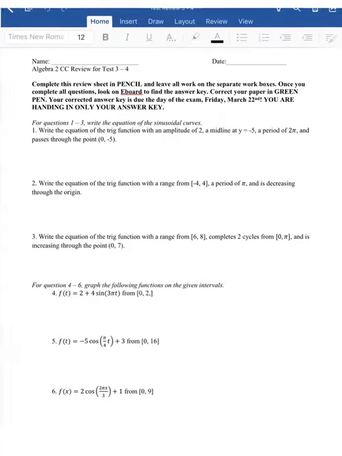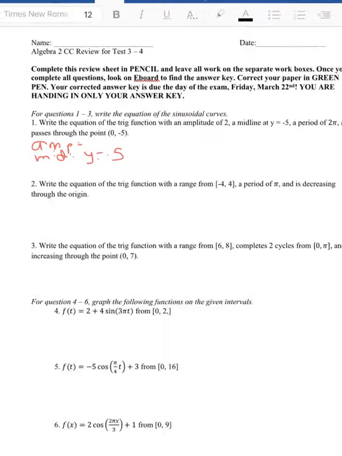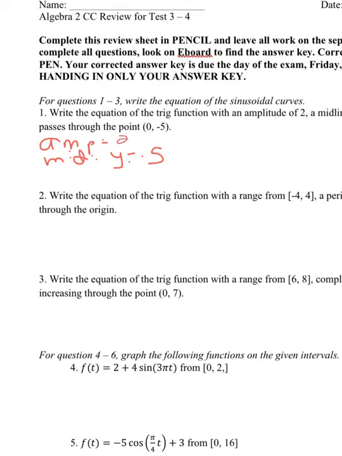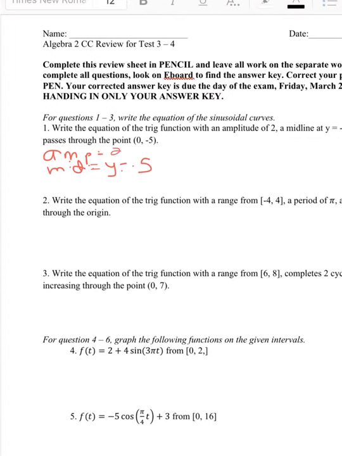So for number 1, write the equation of the trig function with an amplitude of 2. Midline y equals negative 5. A period of 2 pi. So I need the b value, so that'll help me find the b value. And passes through the point 0, negative 5. That's going to be positive or negative sine or cosine that will help me with.